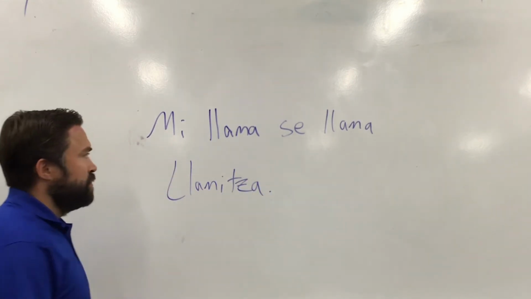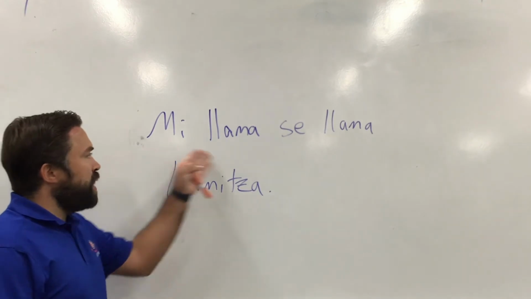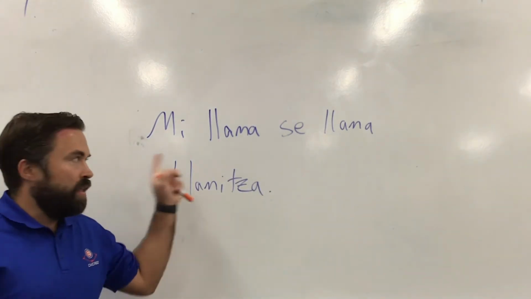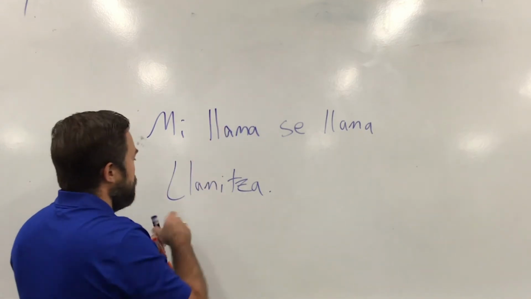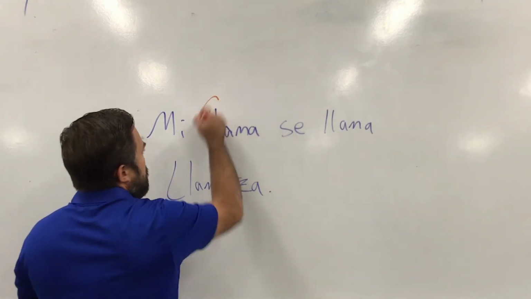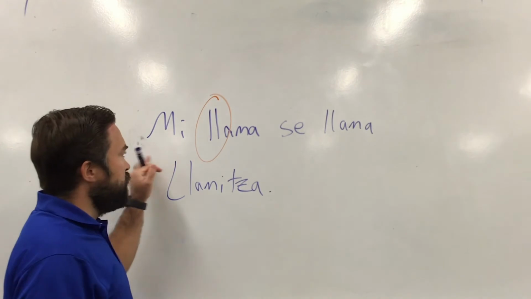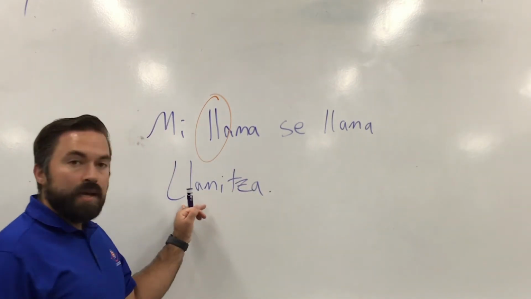Yamitza. I knew a girl named this in Panama. Mi llama se llama Yamitza. Yama, yama, yama. Ya, ya, ya. Okay, the double L. The double L makes the y sound. Mi llama se llama Yamitza.